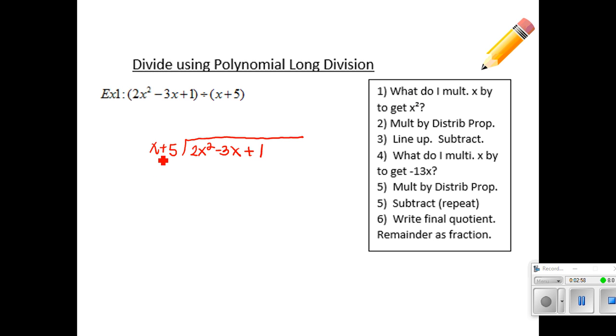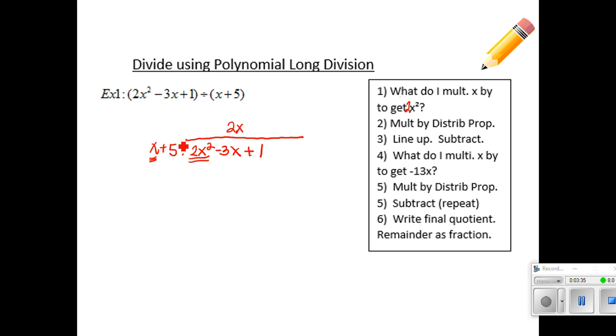Because we're only going to focus on the first variable, the first thing we have here, this is our focus. So what do I multiply x by so that I can get 2x squared? I want to get 2x squared. Okay, so I would multiply that by 2x, because 2x and x make 2x squared. You always want to get rid of this first term as you're doing the division, and you will see that.